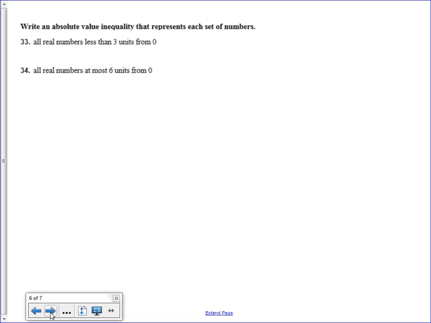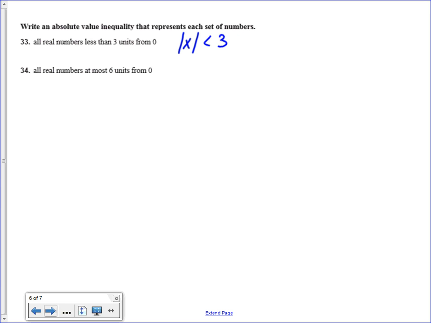So if I have to write an absolute value inequality for these, all real numbers that are less than 3 units away from 0, less than 3 units away from 0. So absolute value of x is less than 3 units away from 0.